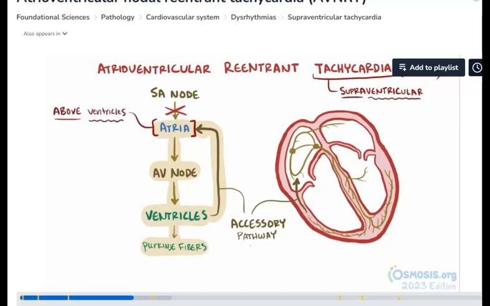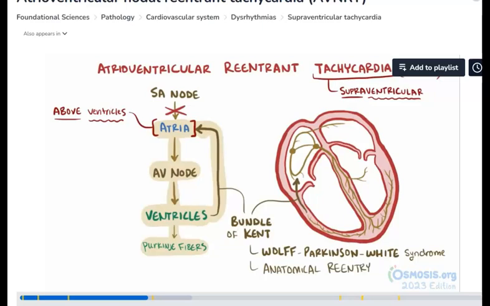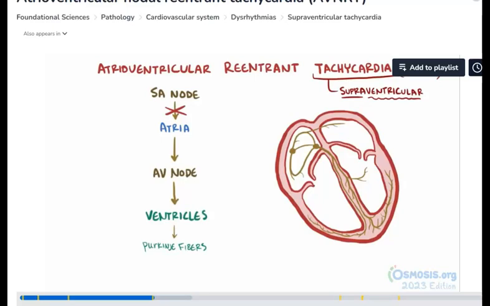the ventricles. The most common type of AVRT is Wolff-Parkinson-White syndrome, where the accessory pathway is called the bundle of Kent. This type of reentry is known as an anatomical reentrant circuit, because the accessory pathway is a fixed anatomically defined pathway. Another type of reentrant circuit, though, is atrioventricular nodal reentrant tachycardia, or AVNRT.